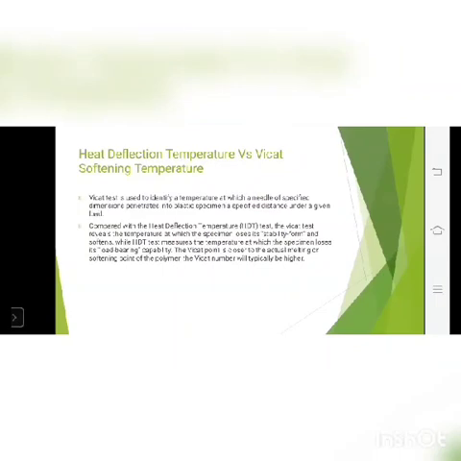My name is Haris Aftab. The topic I'm going to explain is the difference between these two methods. The VICAT test is used to identify the temperature at which a needle of specified dimensions penetrates a specified distance into plastic. Compared with the heat deflection temperature test, the VICAT test reveals the temperature at which the specimen loses its stability of form and softens, while the HDT test measures the temperature at which the specimen loses its load-bearing capability. The VICAT point is closer to the actual melting or softening point of the polymer, and the VICAT number will typically be higher.